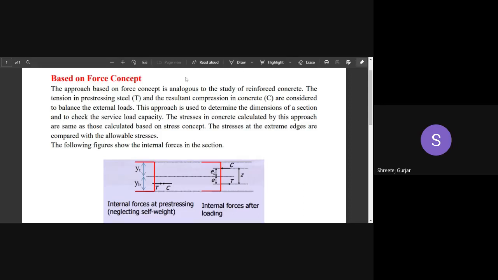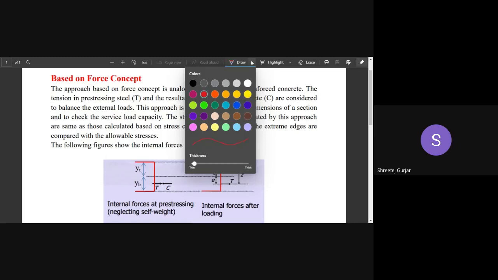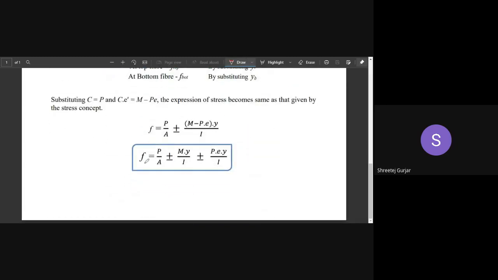Good morning, students. Today we will study the force concept, and we will try to finish up your load balancing concept also. Previously we had studied the stress concept, wherein we use this formula: F equals P by A.